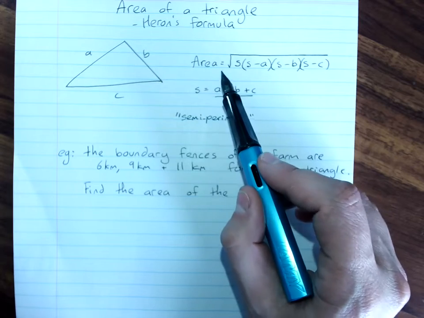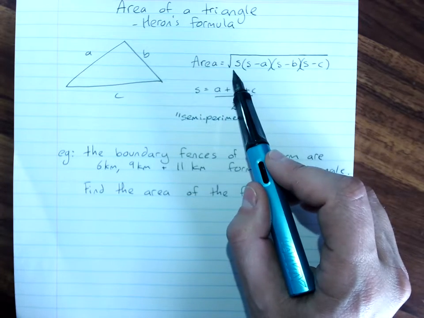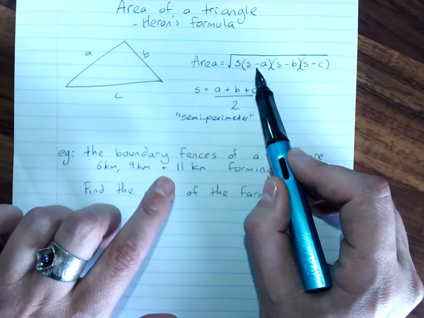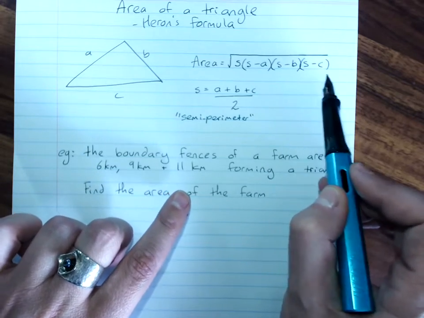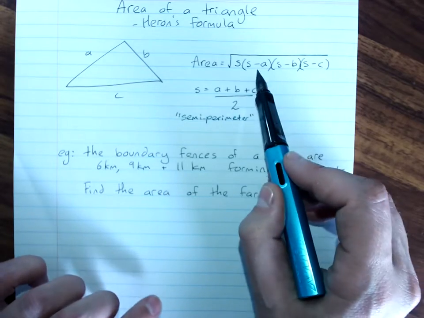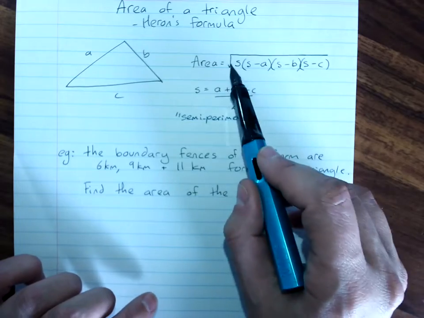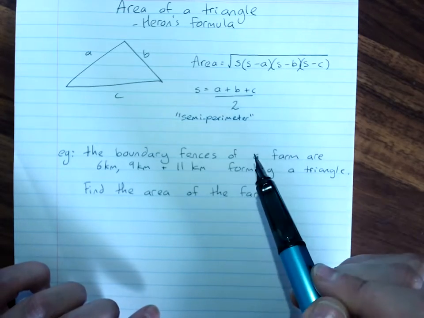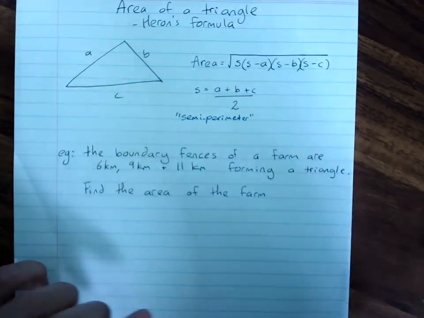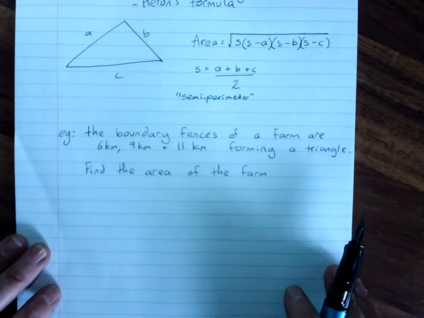And the area is the square root of S times S minus A times S minus B times S minus C. So the semi-perimeter minus each of the sides in turn, and all multiplied together. It's pretty easy once we've practiced doing it a couple of times.